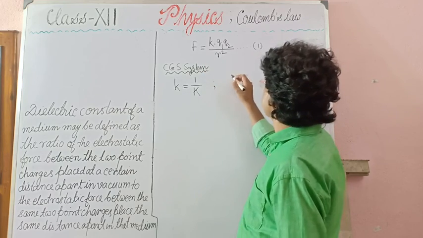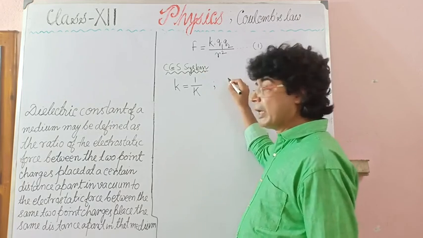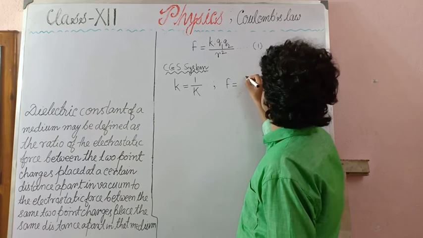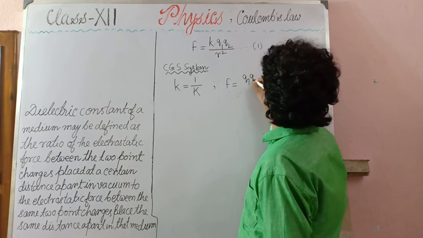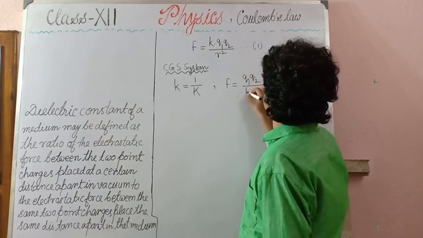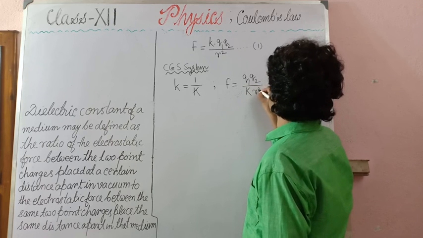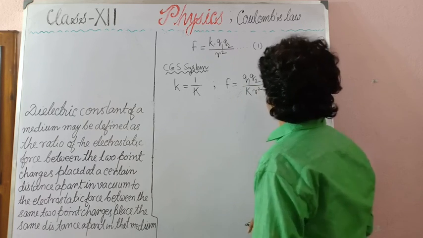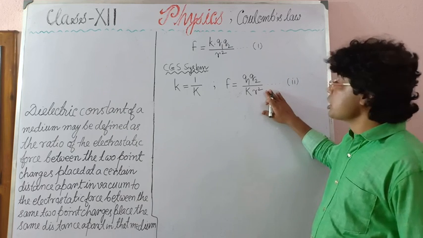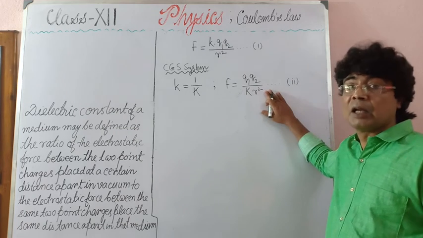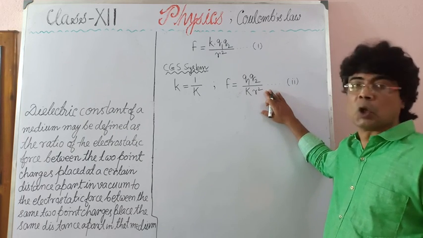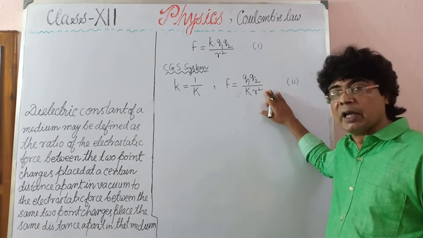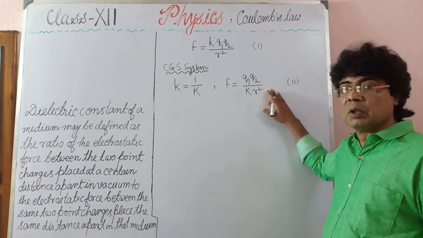Now, the electrostatic force F can be written as F equals Q1 Q2 by capital K R square. So, this is the mathematical form of Coulomb's law in CGS system for any medium.